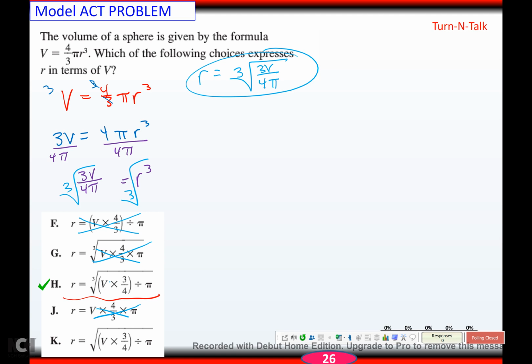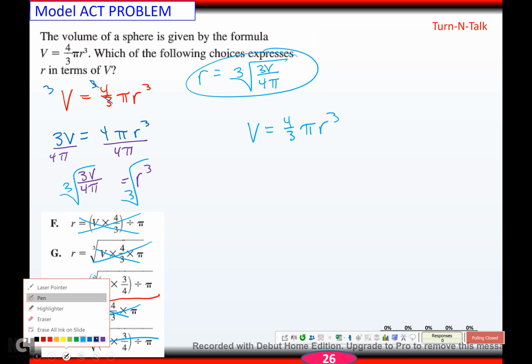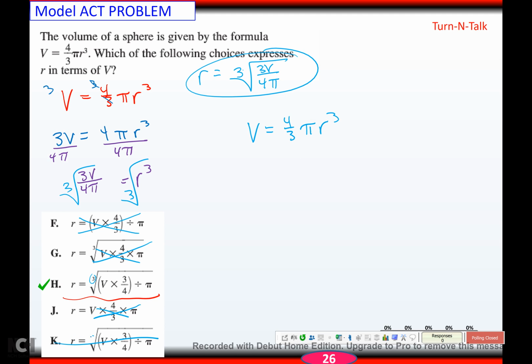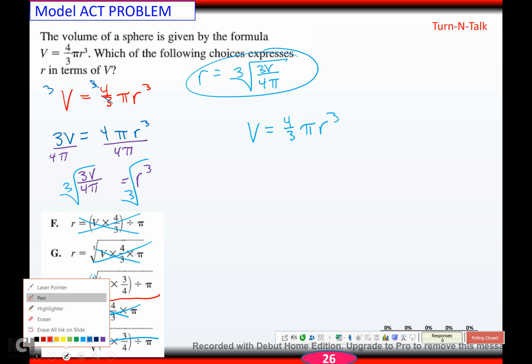Oh, look, and then the other thing you can do, even though they're crazy writing, mine is a cube root, not a square root, so it's got to be h. But let me try and explain how they wrote it. What they did was they took 4/3 pi r cubed, and instead of doing it separately and multiplying by 3 and then dividing by 4, they just multiplied both sides.